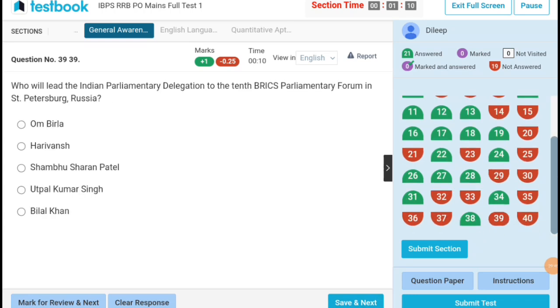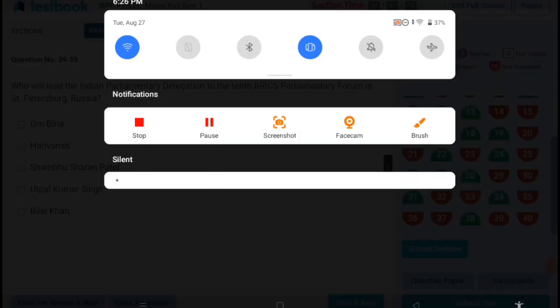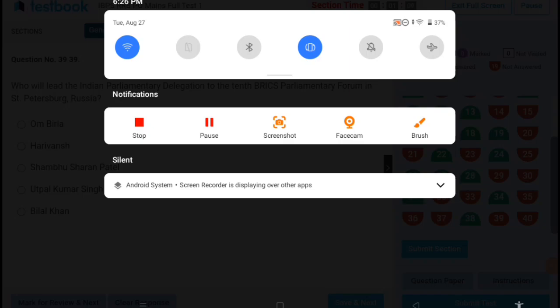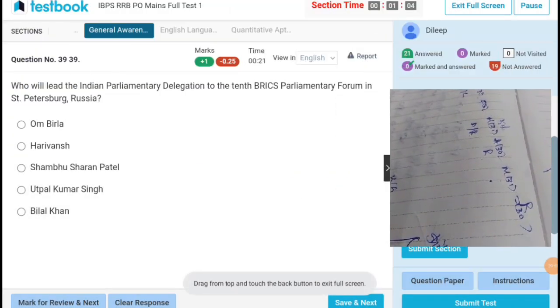Next, I don't know about the remaining questions. These are... Who will lead the Indian parliamentary delegation to BRICS? Russia. I have doubt on C and D.